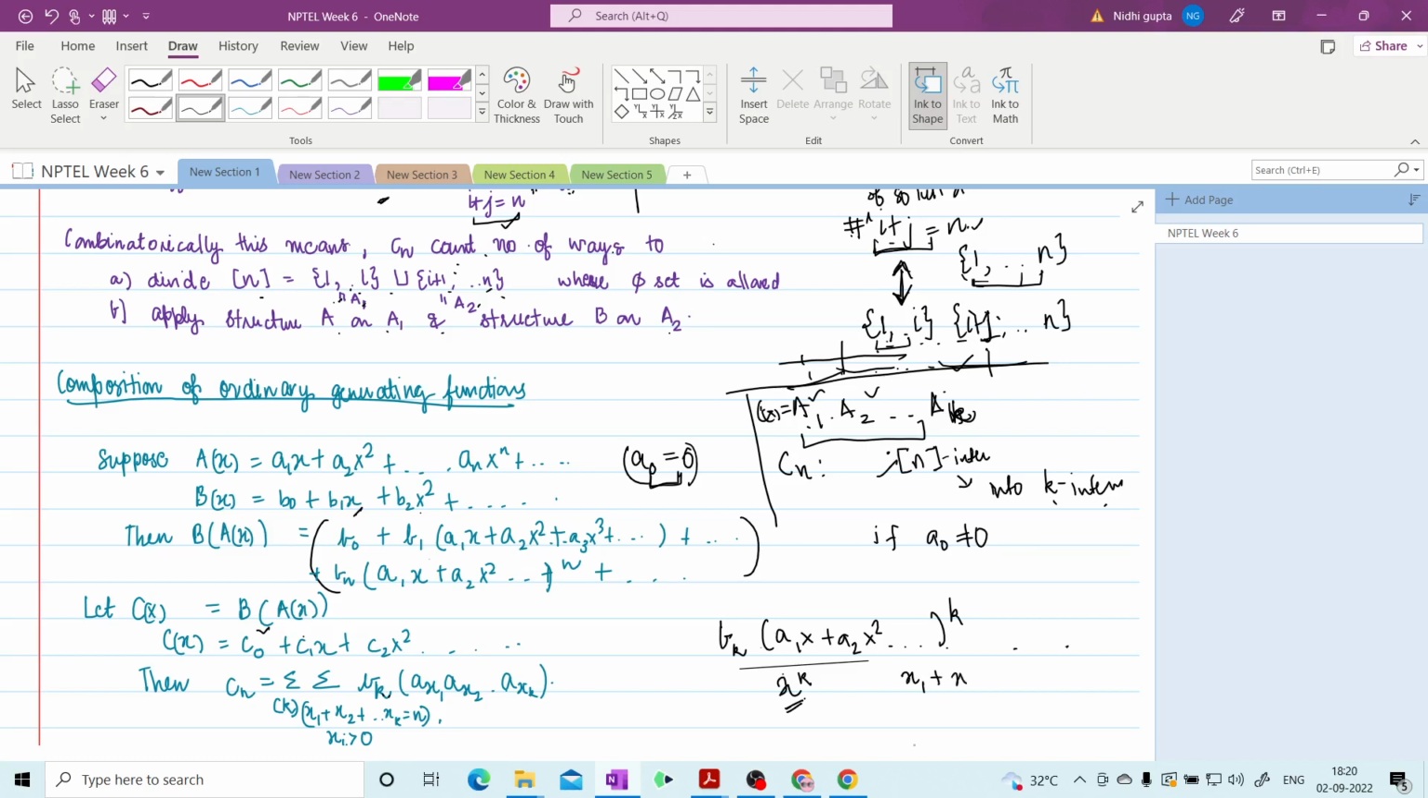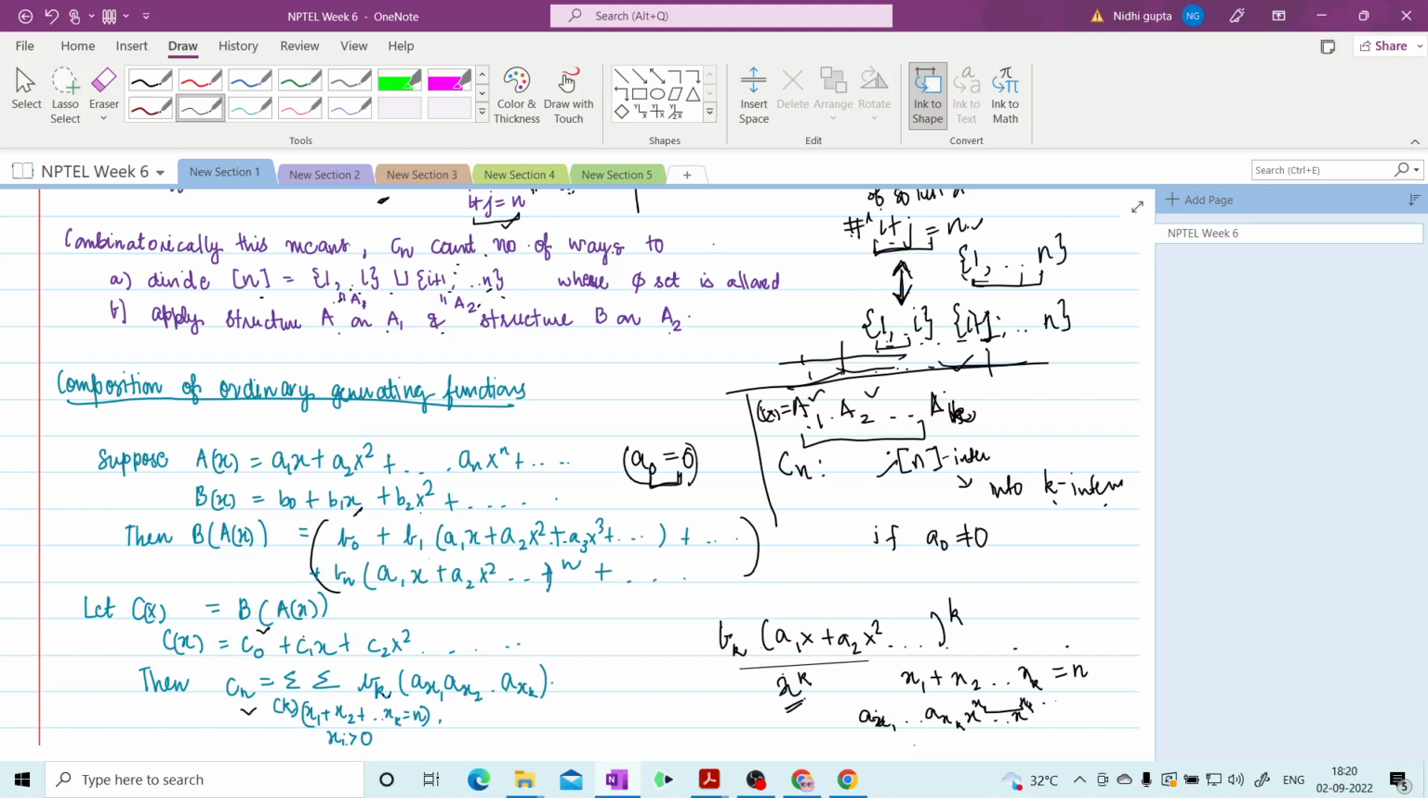We'll sum it over all these solutions, because we are looking at the coefficient of x^k. It will basically be a_{x1} ... a_{xk}, where we have x1 up to xk, and since we are looking at the coefficient of n, this should sum to n. So we see that our c_n has this term, that is b_k.